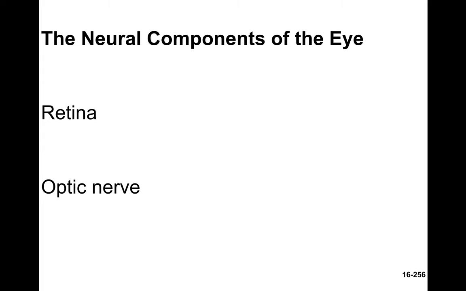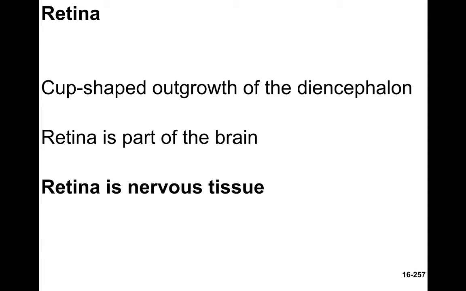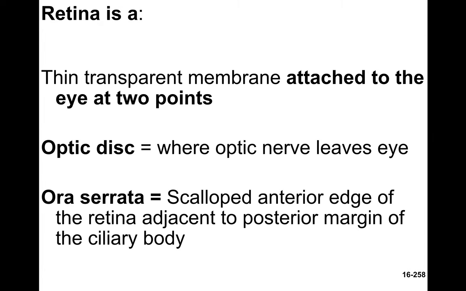Next, we're going to move into the neural components of the eye, the retina and the optic nerve. The retina is the cup-shaped outgrowth of the diencephalon, so technically a part of the brain. It is nervous tissue. It is a thin, transparent membrane attached to the eye at 2 points. There's the optic disc, where the optic nerve leaves the eye, and the ora serrata, which is that scalloped anterior edge of the retina. Kind of looks like a serrated or rounded serrated edge.